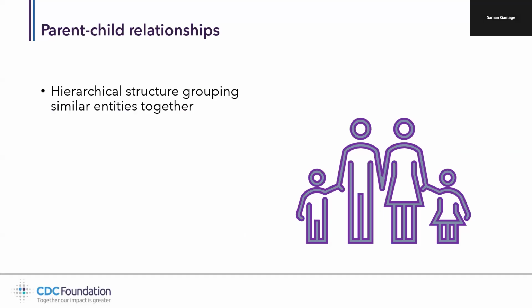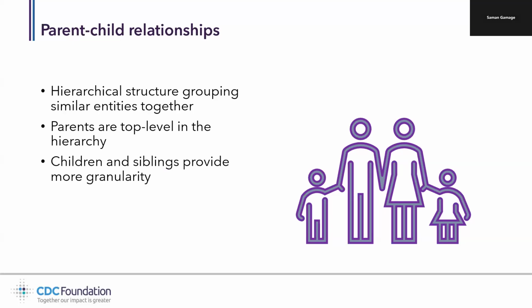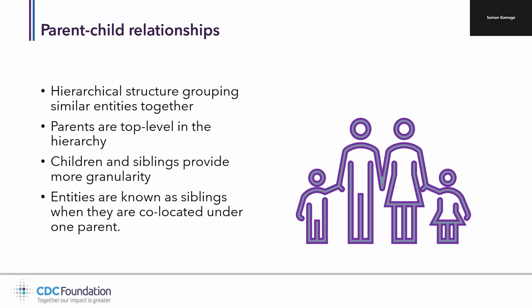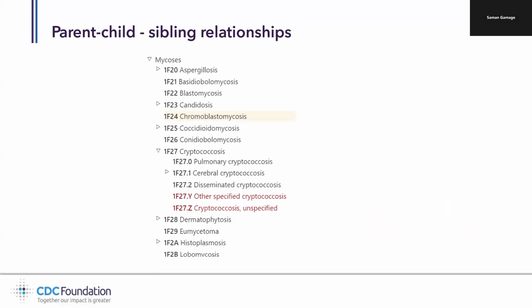The hierarchical structure of ICD-11 groups similar entities together. Parents are at the top level in the hierarchy, while children and siblings provide more granularity. Entities are known as siblings when they are co-located under one parent. All entities under a parent are considered siblings. Here you can see the parent-child sibling relationships.